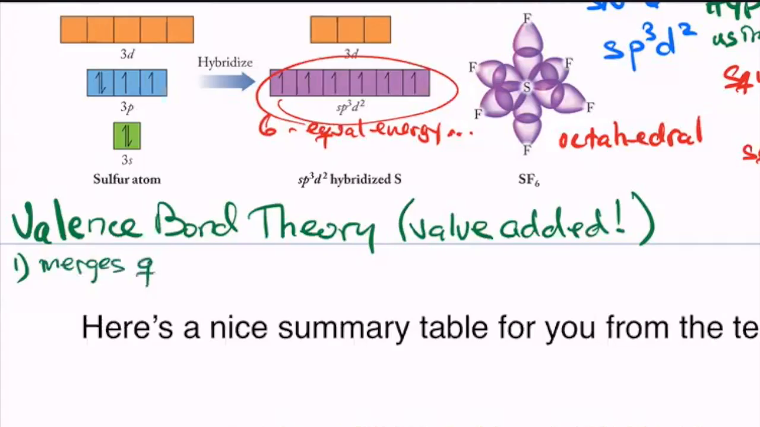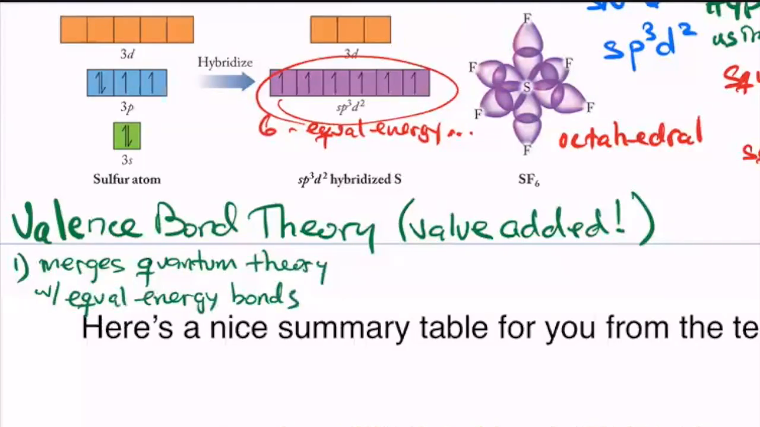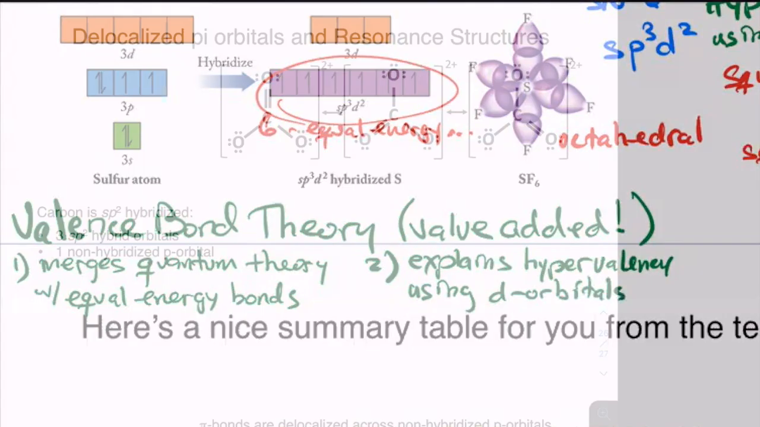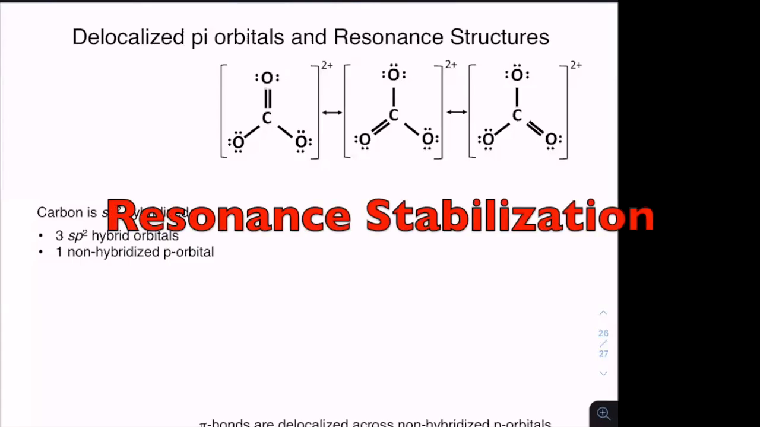Why should you care about valence bond theory? Well, to start with, at the very beginning, it merges what we learned from quantum theory and puts that into context with what we observe in nature with equal energy bonds. Number 2, it explains hypervalency really well using d orbitals. But let's use this model to understand what I mean by stabilization with the resonance forms.